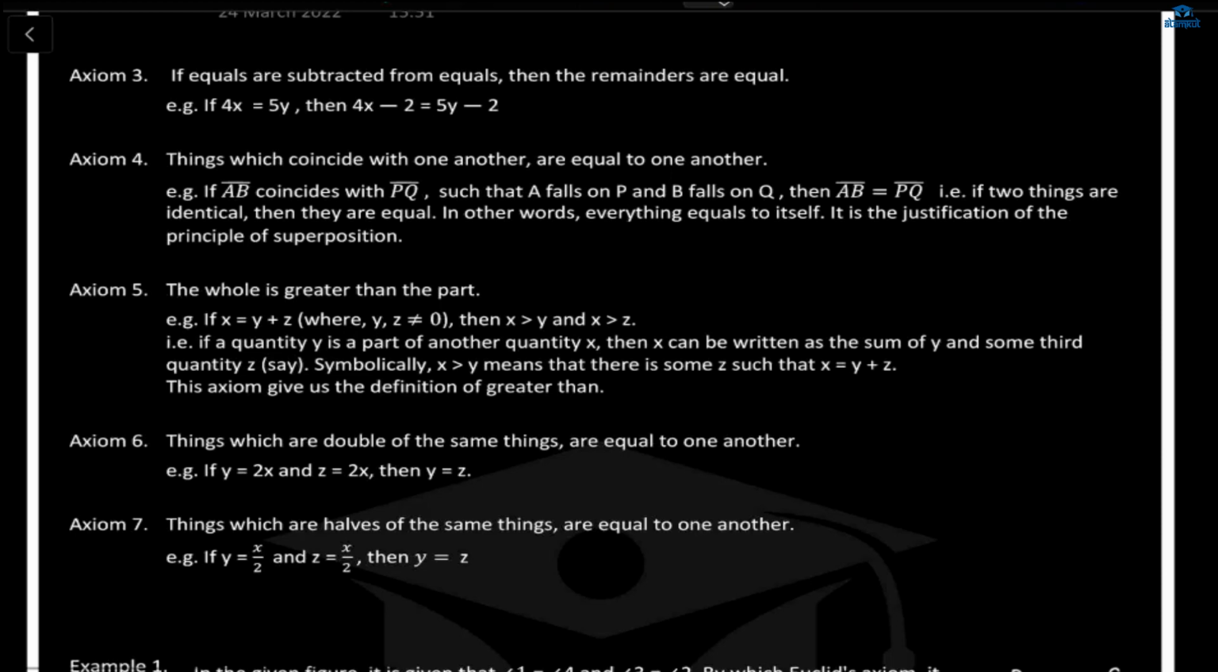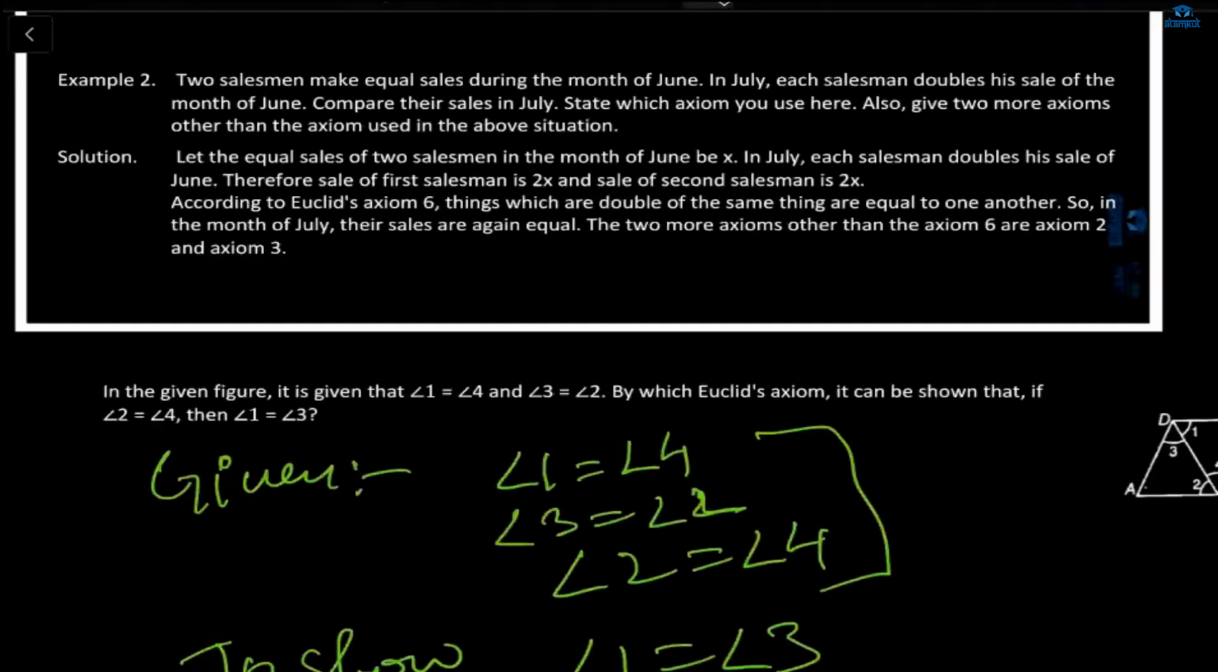So double of X means X plus X. In July, they earn another X, so X plus X they earn in July, both of them. So we are adding the same quantity. So axiom 2 is also used, and you can say axiom 3 also. Have you understood which type of questions are going to come? A picture has been created in your mind of what type of question will be asked. This simple question will be asked. You just have to tell by which axiom you are proving it.